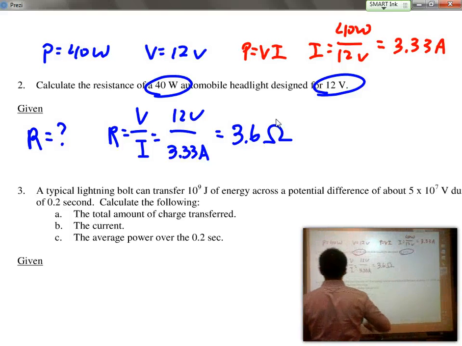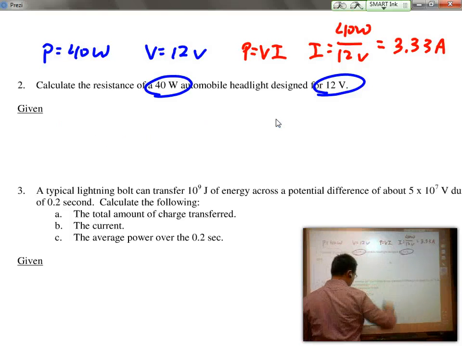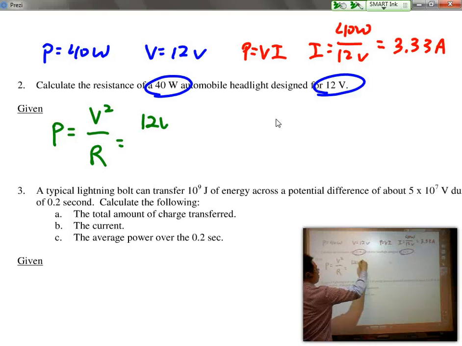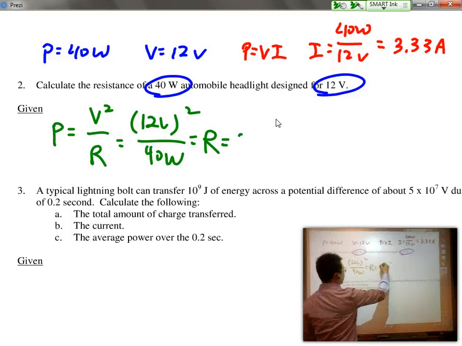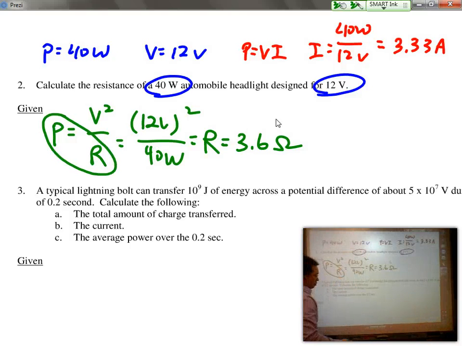However, if you had chosen to combine the formulas together, you could have also done P is equal to V squared over R. 12 volts squared divided by 40 watts would equal R, which would then again equal 3.6 ohms. Okay, because we had flipped these two variables.